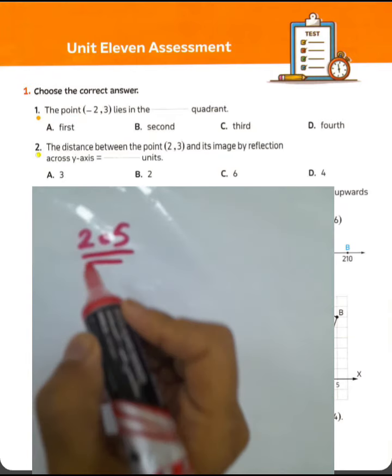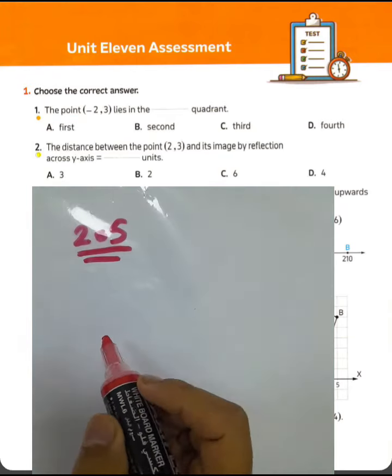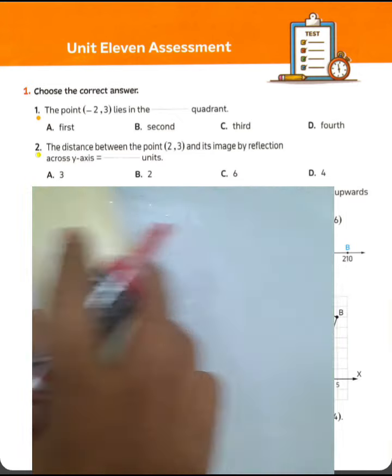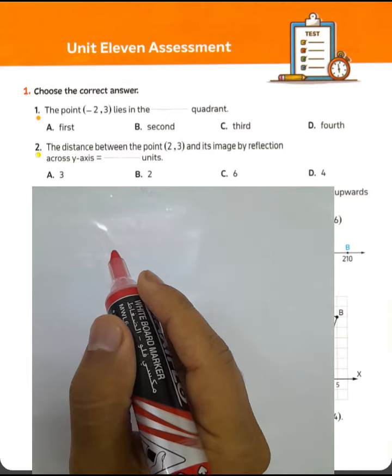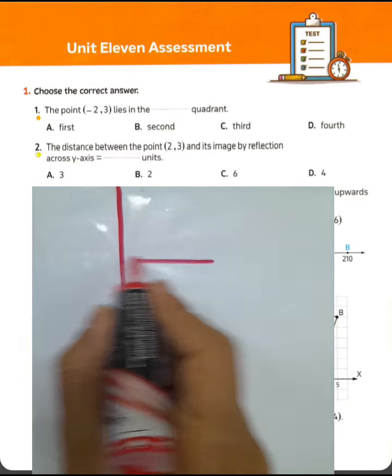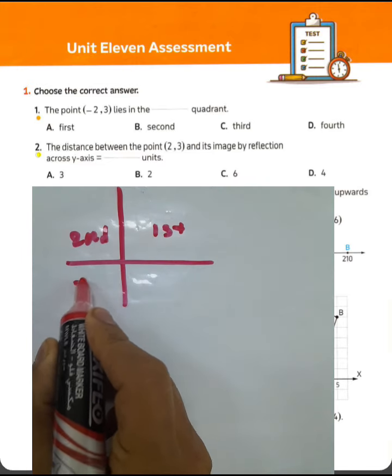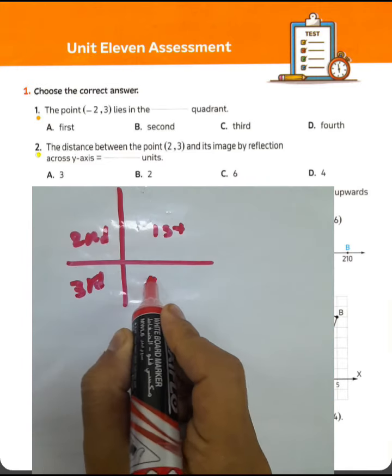Unit 11 Assessment. Question number 1. The point (-2, 3) lies in the what quadrant? We have the first, second, third, and fourth quadrants.